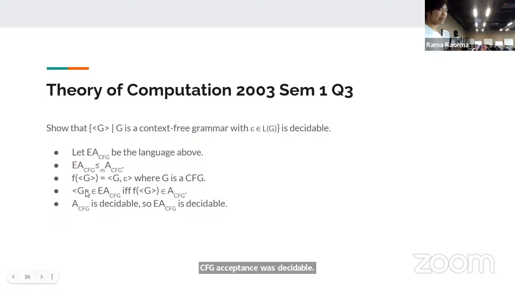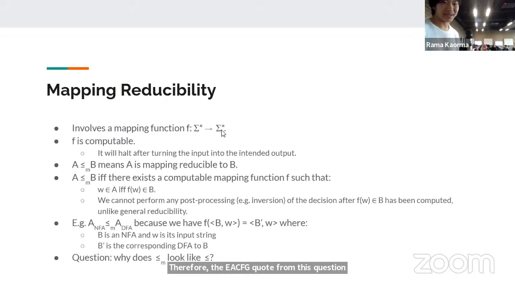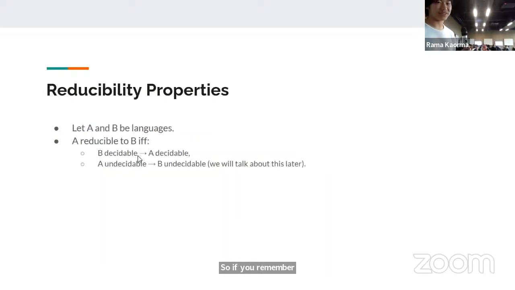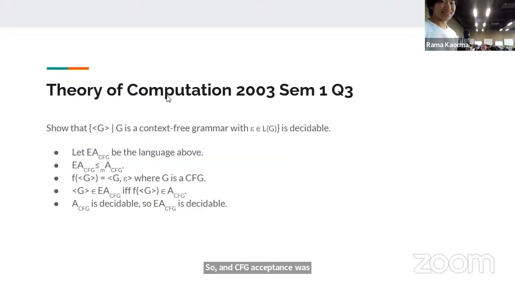So because the acceptance problem for CFGs is decidable and we have a decider, therefore the EA CFG from this question is decidable. So this was this direction, right? We showed that EA CFG was mapping reducible, but generally reducible to CFG acceptance, and CFG acceptance was decidable. That means EA CFG is decidable. Does that make sense?